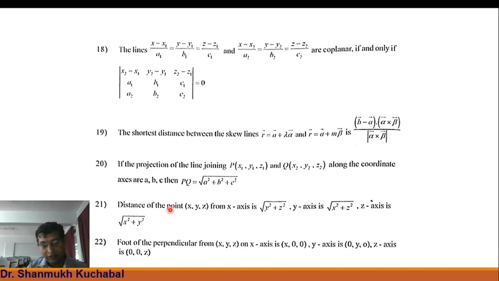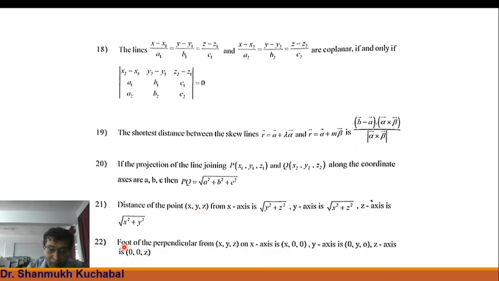Next, the distance of a point (x, y, z) from the x-axis. From the x-axis means we have to eliminate x, so it is the square root of y square plus z square. For the y-axis, take y as 0, so it is x square plus z square. Along the z-axis, z is 0, so we get x square plus y square. Remember, it is the square root of x square plus y square plus z square, in which that axis we have to eliminate. So we will get the distance of a point (x, y, z) from a particular axis.